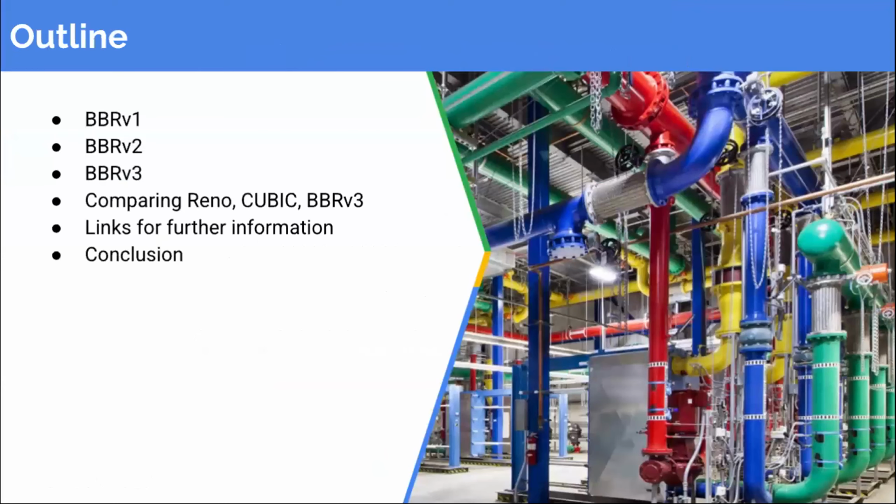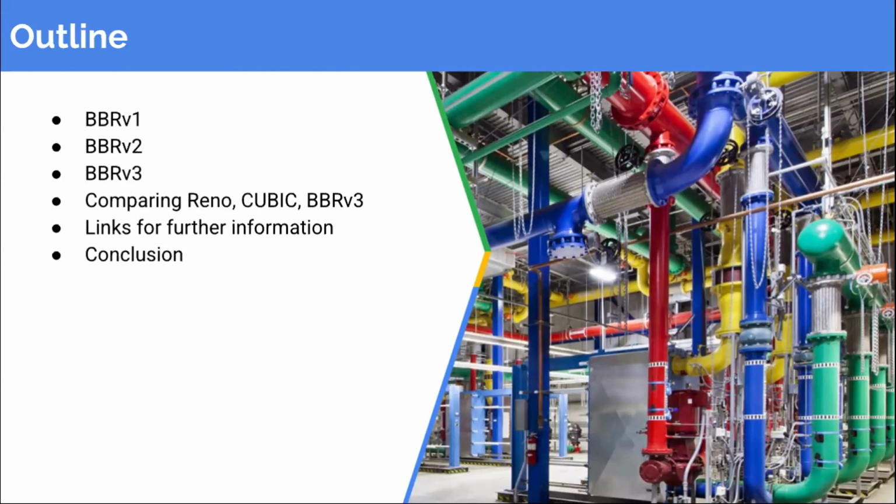All right, so just a quick outline here. I'll be talking about BBR versions 1 through 3, and then comparing the algorithm to Reno and Cubic, and then providing some information on the current status of deployment at Google, and then giving you some links for further information or how to do experiments. And then we'll take questions at the end.